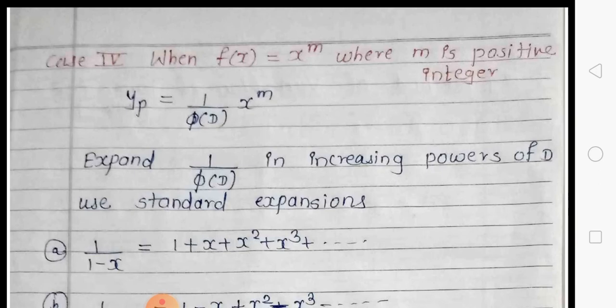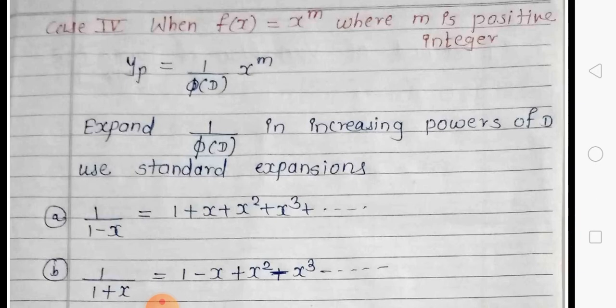Next, case 4. When f of x is equal to x raised to m, where m is a positive integer, then we find the particular integral. Always we write the particular integral as 1 upon phi of d into x raised to m. Remember this, 1 upon phi of d into x raised to m. If your function is x raised to m, always we write this phi of d in the form of 1 plus function of d or 1 minus function of d. We write this in ascending, increasing powers of d.